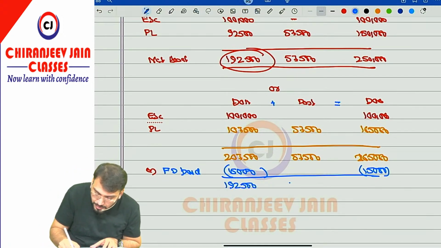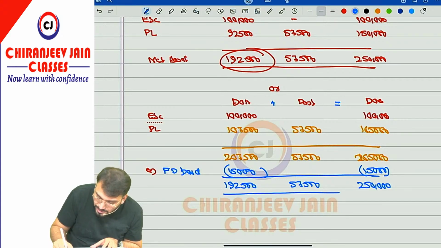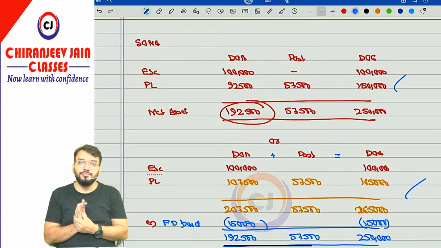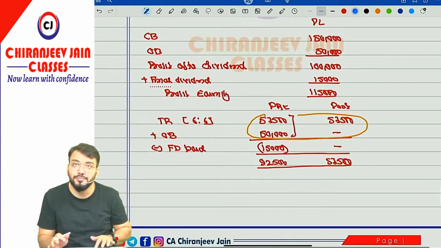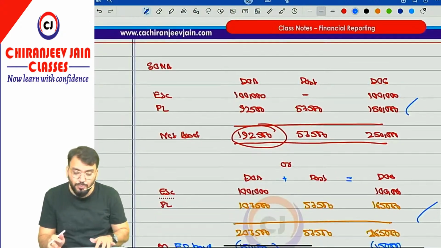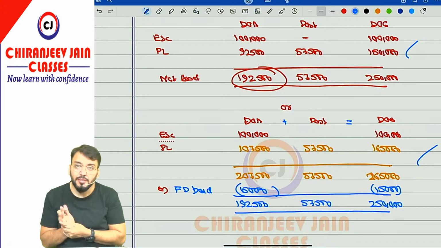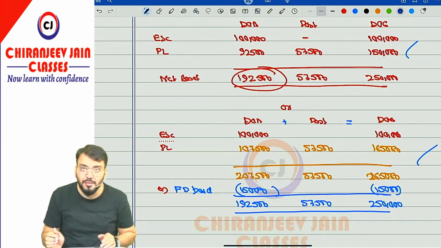Date of acquisition plus post acquisition profit is the date of consolidation. So the same answer will come: 1,92,500, 57,500 and this becomes 2,50,000. This presentation will also work. You can do in this way also. Some teachers teach in this way, some teachers teach in that way. Both are correct. Have you understood this point? Got this point? Any doubt? No doubt. Simple?